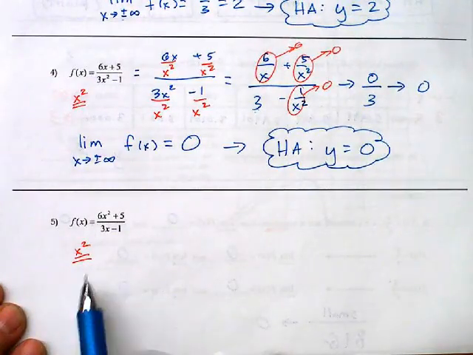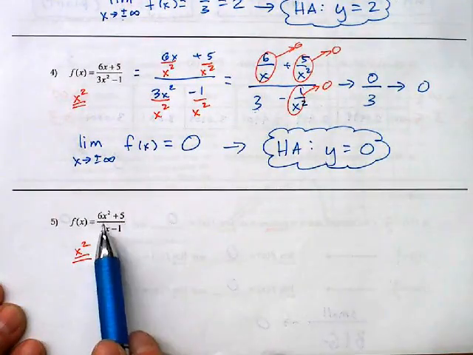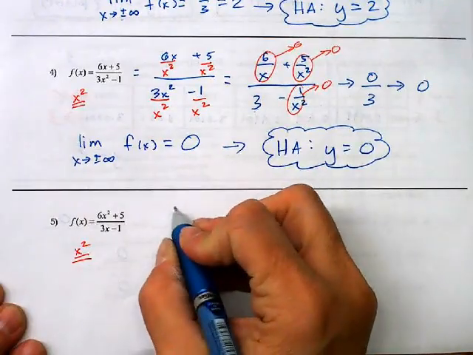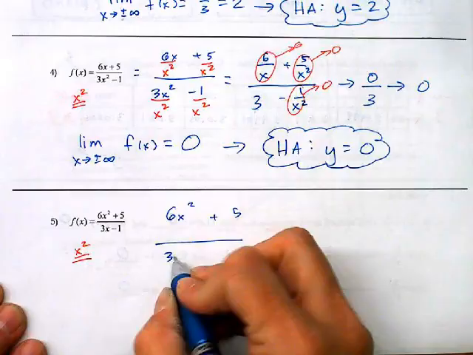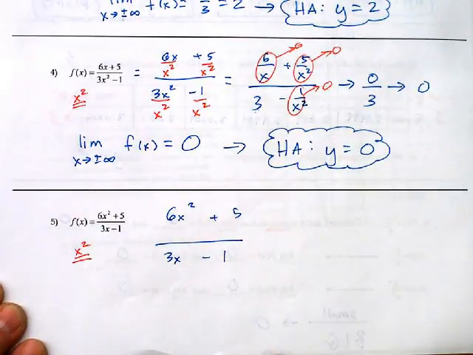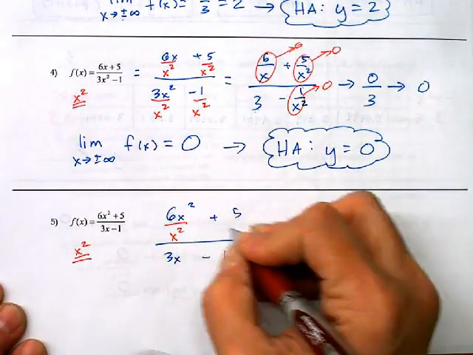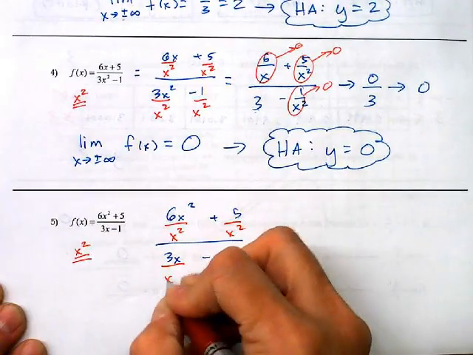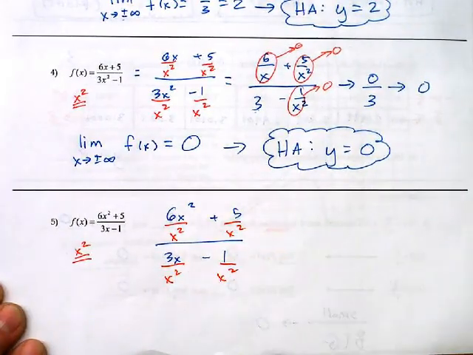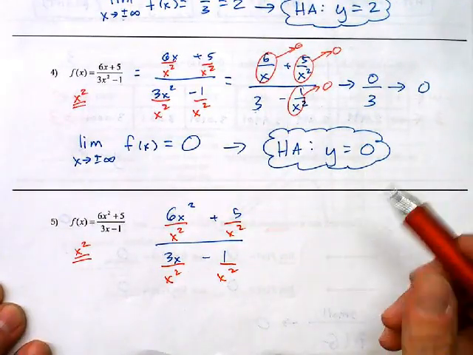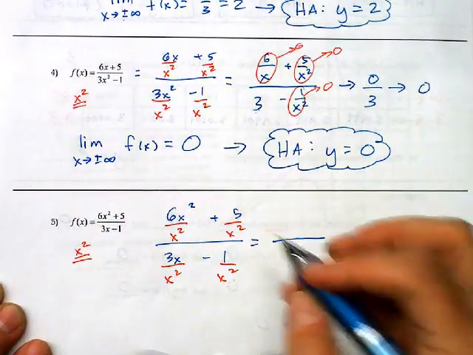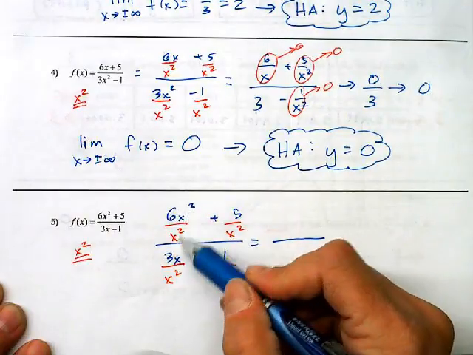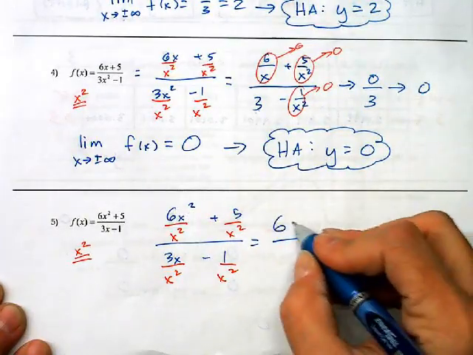So I look at each individual term, and again, the highest power is x squared, so I do the same adjustment I've now done many times in a row. We'll divide everything by x squared, and what we notice is we can reduce some of these fractions. All right, 6x squared over x squared, 6.